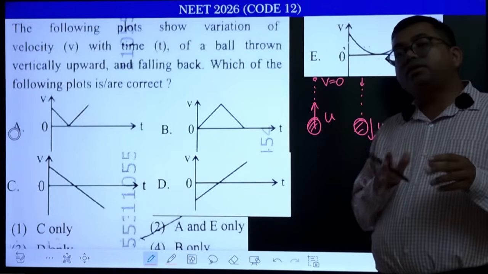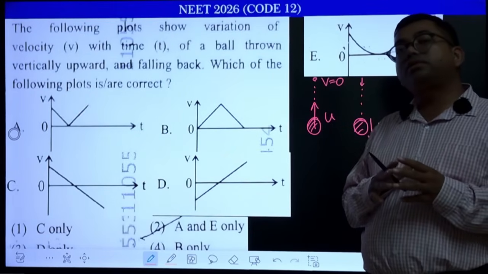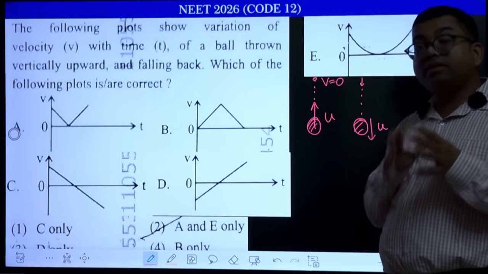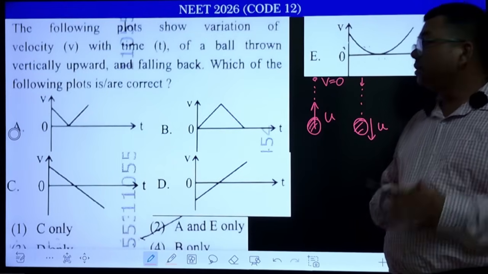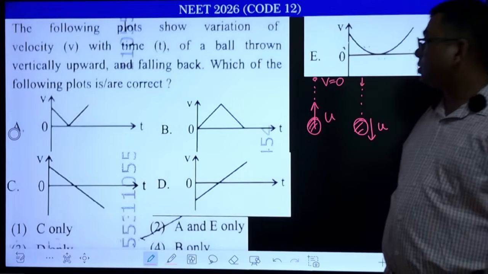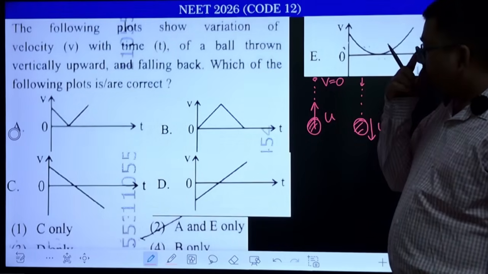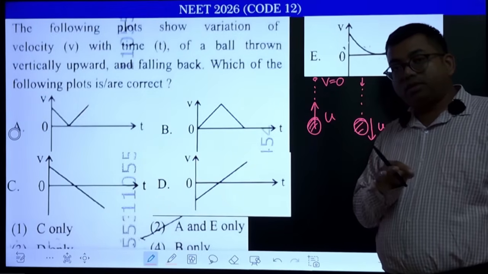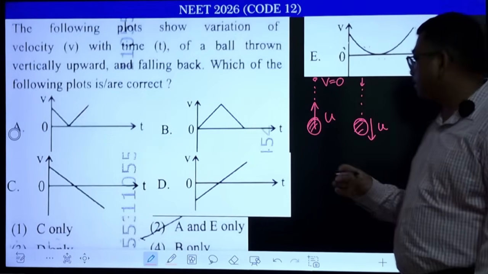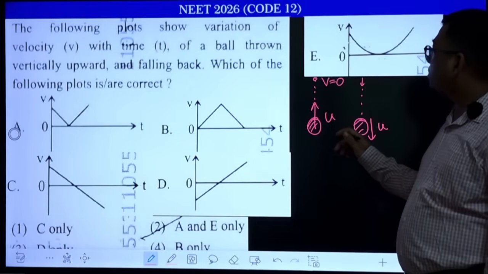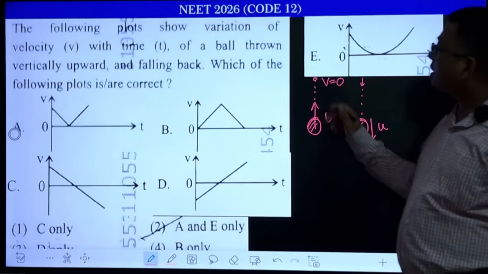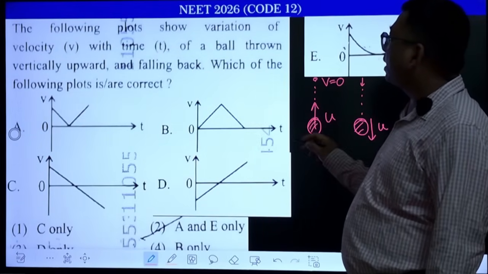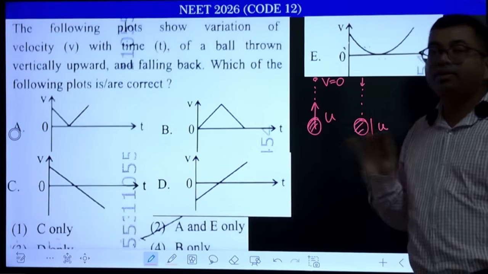And also the important thing is how you are considering the sign convention. That's also important. They have not mentioned anything about sign convention, right? So let us first see what the possibilities are, and also note that acceleration is constant. Acceleration is constant except for the time it is going up and coming down. I think they are studying a ball thrown vertically up and falling back. That means there is no collision. They are not studying any collision.